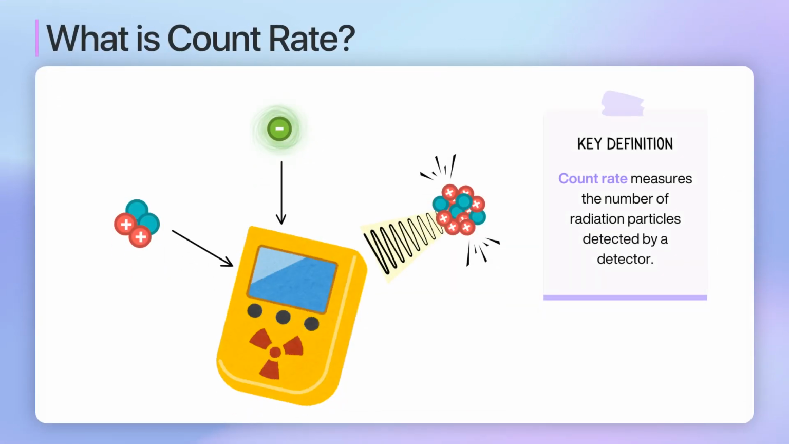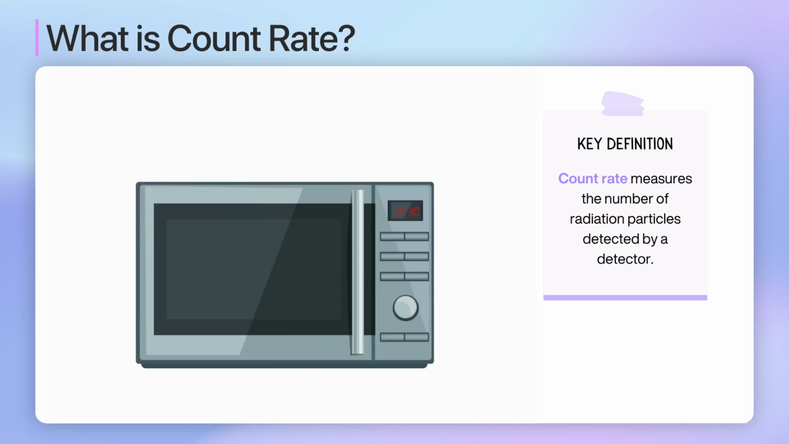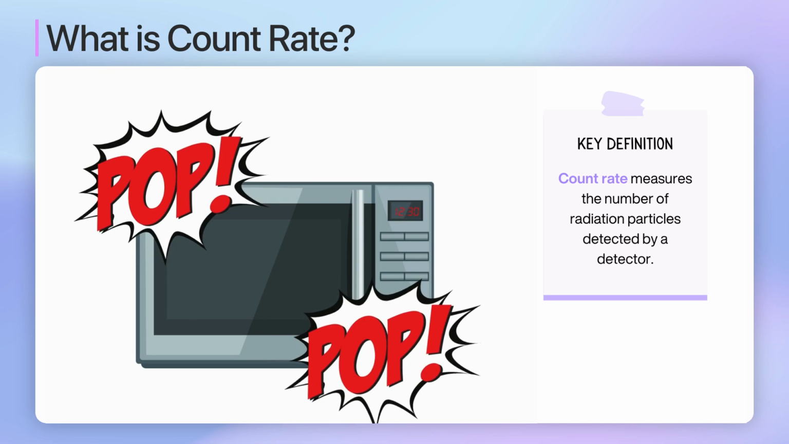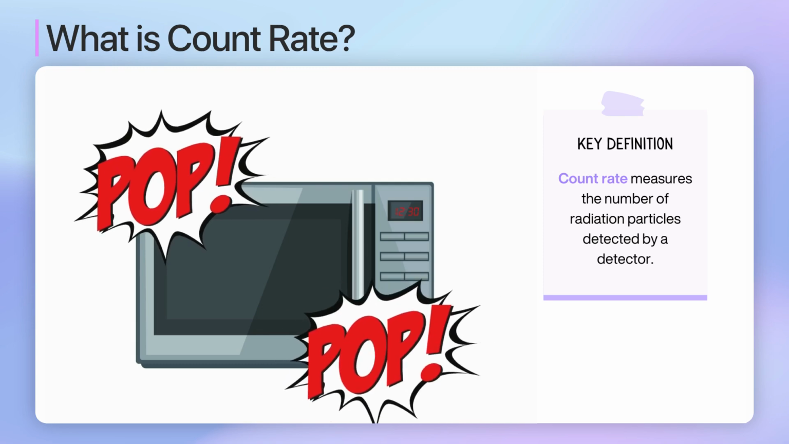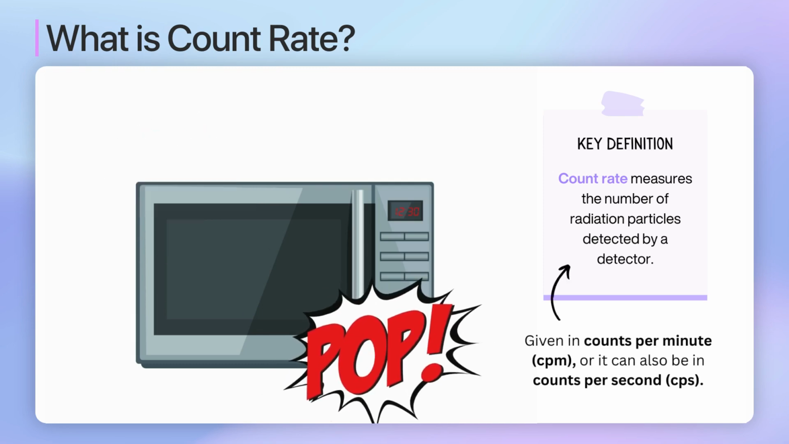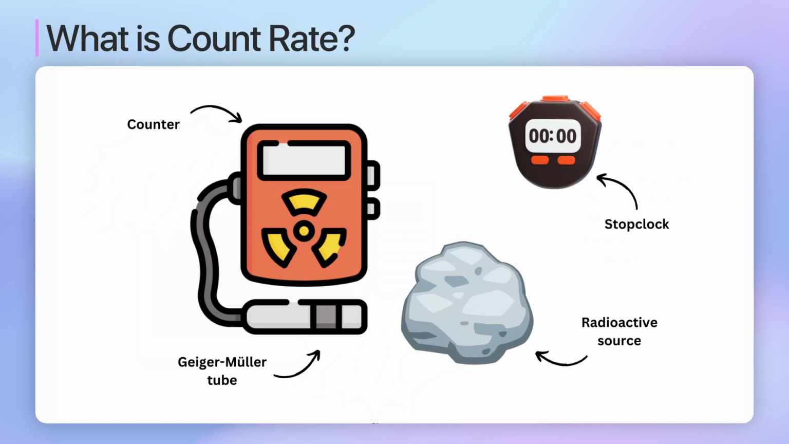While activity measures the total decays happening in a sample, count rate measures the number of radiation particles detected by a detector. Imagine you're in the kitchen listening to the popcorn pop. The sound of each pop you hear is like the count rate. It represents the number of decays that are actually detected by your ears, or in the case of radiation, by the detector. The count rate is usually given in counts per minute, CPM, although it can also be in counts per second, CPS. It reflects how many particles a detector, like a Geiger-Müller tube, picks up in a specified time.